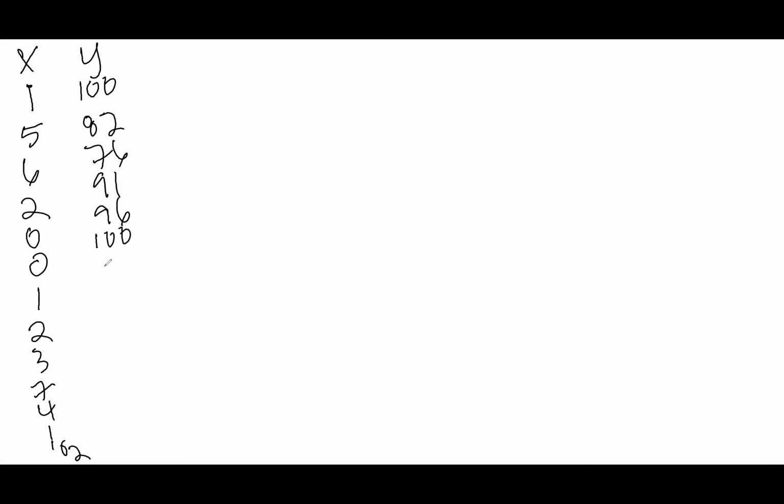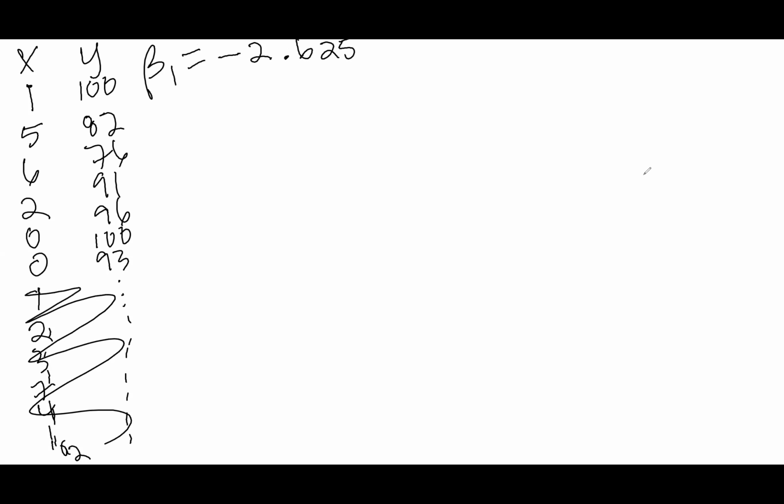96, 100, 93, and so on. I have a set of values for each of these in a column. Now, imagine I put these values into Stata, I run my linear regression, reg Y X, and I get a beta 1 of the relationship between number of absences and midterm grade, and that beta 1 is negative 2.625. Okay, let's see if I can clear out some of this at the bottom.